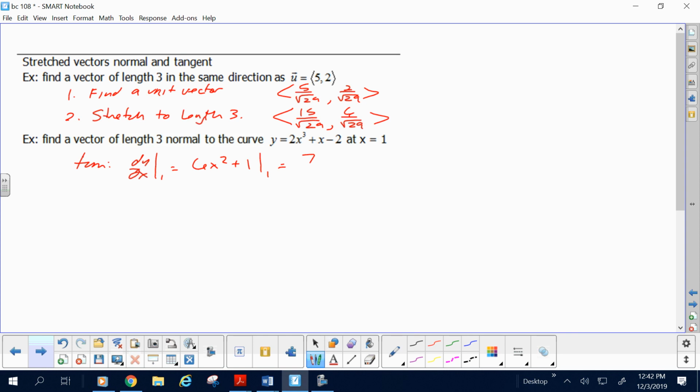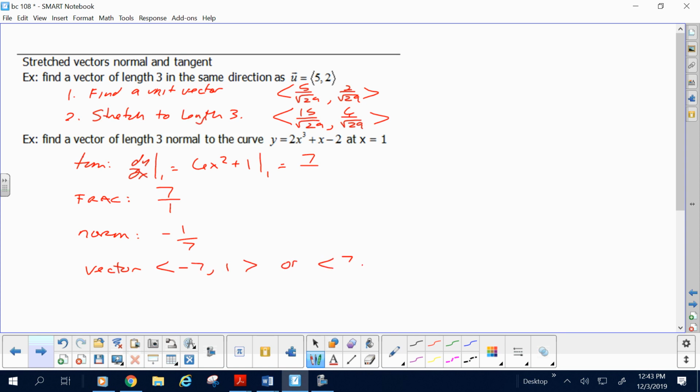Did I make a mistake? Are we good? Your silence is scaring me. Now make it a fraction: 7 over 1. Now let's go to normal. What's normal? Negative 1/7. Now make it a vector: negative 7, comma 1.